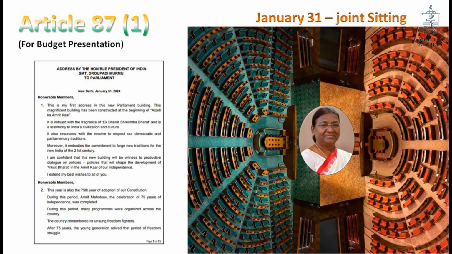The budget session starts on January 31 every year post 2017. Since this is the first session of the year, the President addresses the Parliament as mandated in Article 87, Clause 1. The President addresses the Parliament in a joint sitting. The address reviews the important happenings during the preceding year and also gives a broad indication of the government's policies and programs for the current year.